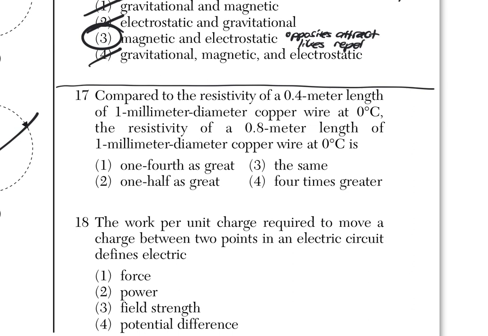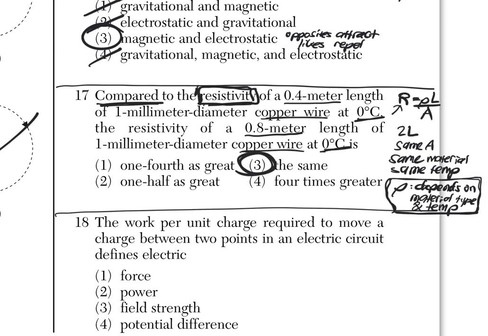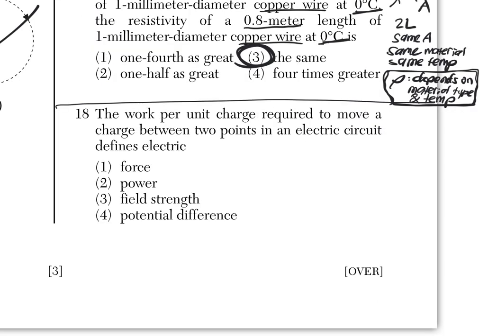They're both at freezing, 0 degrees Celsius. And so the resistivity is going to be the same. Choice 3. Again, resistance is double, but that's not a choice. So there you go. 18.